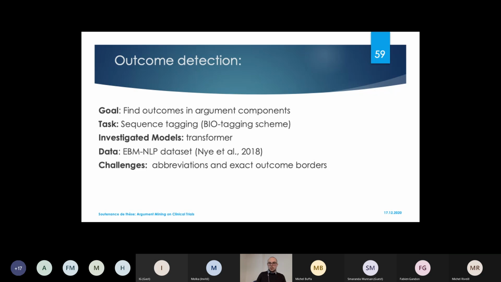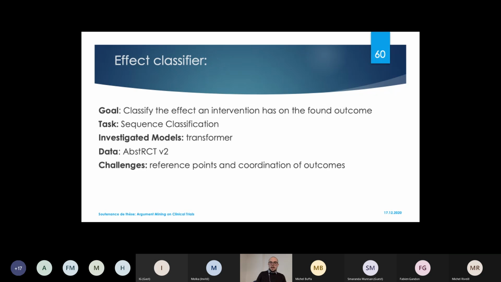And the challenges here were the abbreviation of interventions and outcomes, and to determine the exact boundaries of the outcome. So for example, if you want to find long-term postoperative intraocular pressure, or if you want to find just postoperative intraocular pressure.